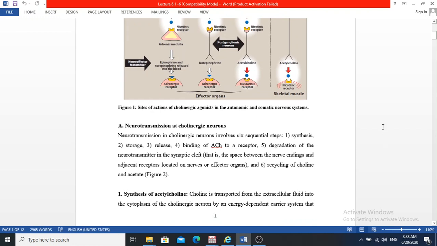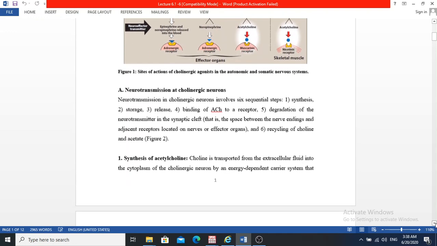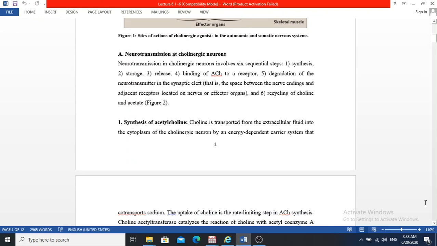Neurotransmission in cholinergic neurons involves six sequential steps. These steps are in front of you. Let us discuss the first step. The first step is the synthesis of acetylcholine, the major neurotransmitter of the parasympathetic or cholinergic nervous system.